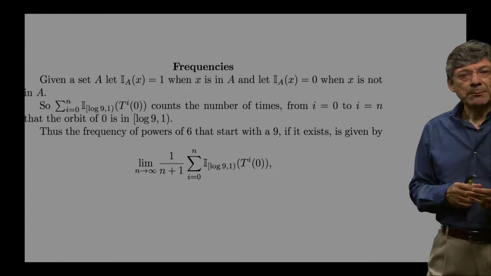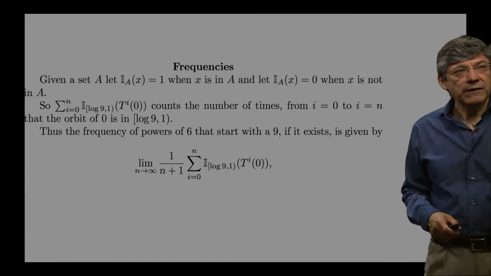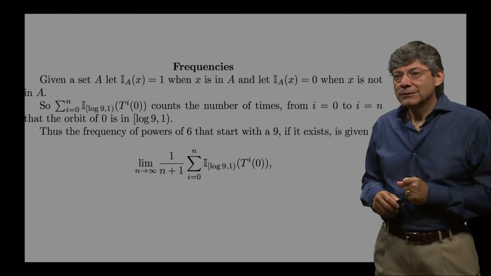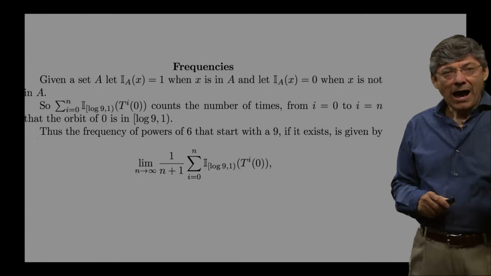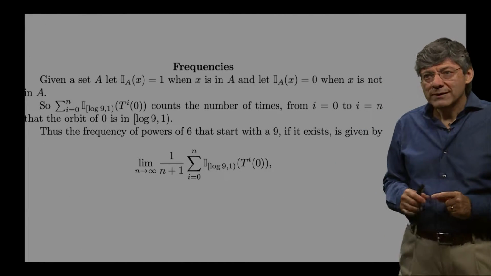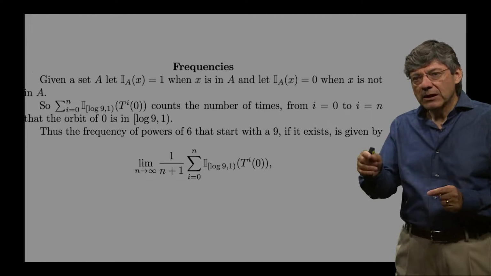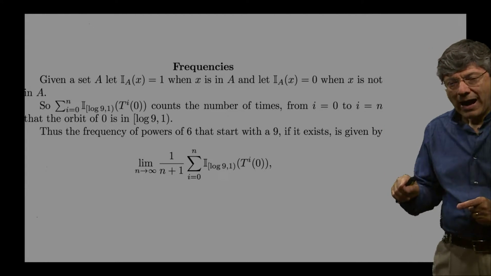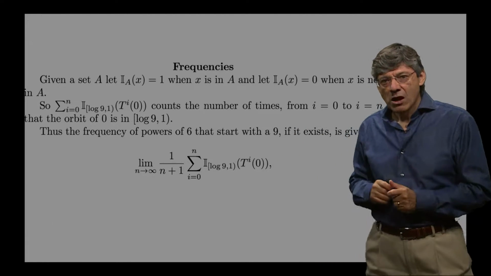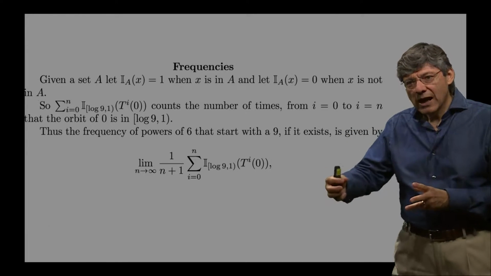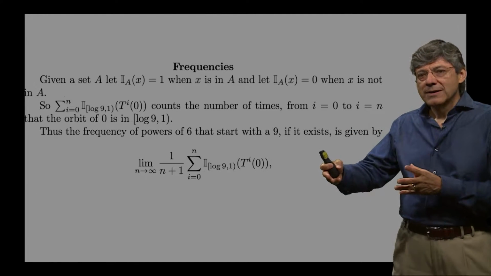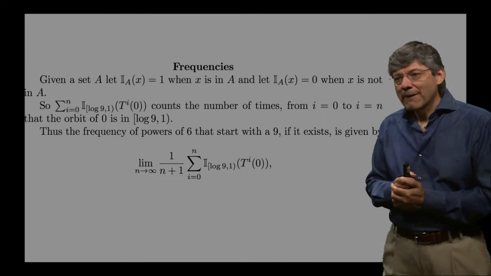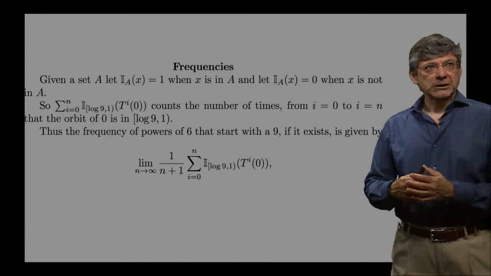Okay? So for example, if you look at the sum from i equals 0 to n of the indicator function of the interval (log 9, 1) of t^i(0), what it does is count the number of times t^i(0) is in the interval (log 9, 1) for i starting at 0 to n. So that sum counts the number of times the orbit of 0 visits the interval (log 9, 1) under the iteration by t. Okay?